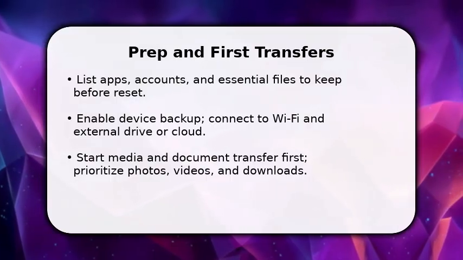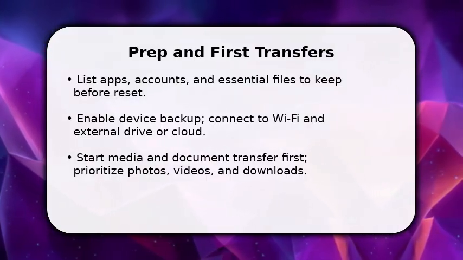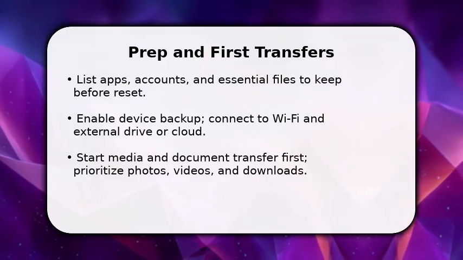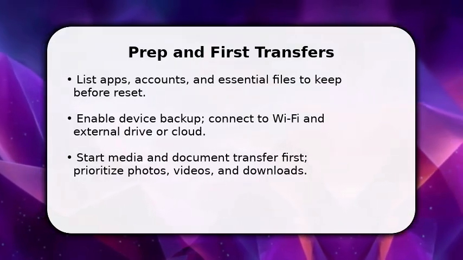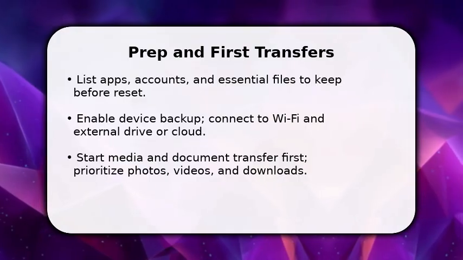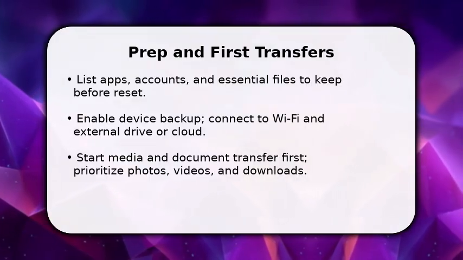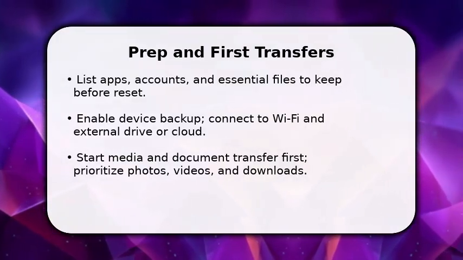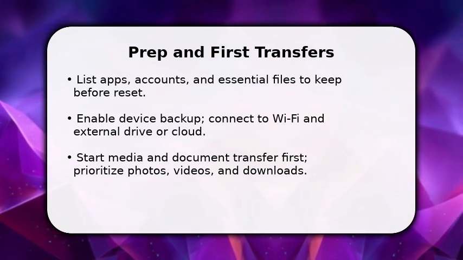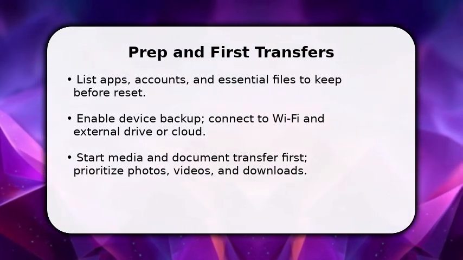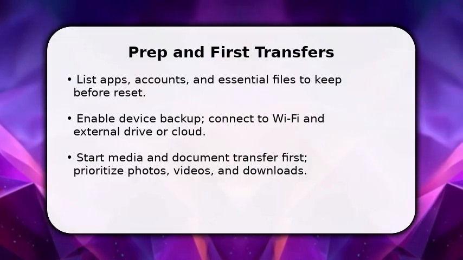Next, attach an external SSD or open your chosen cloud. Copy photos and videos first because they take longest. Once media transfer begins, export any unique documents and downloads to a separate folder. This prevents accidental omission and creates a clear restore plan before moving to deeper system backups.